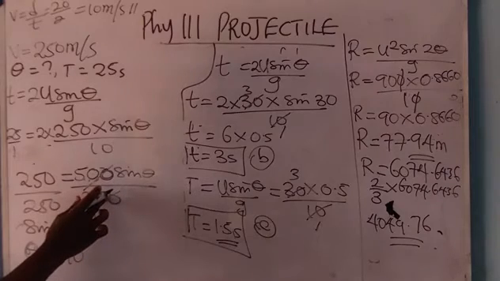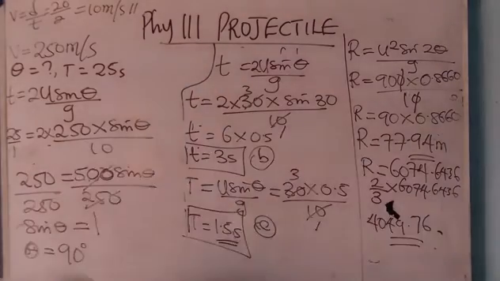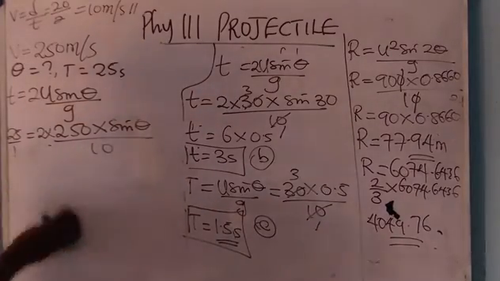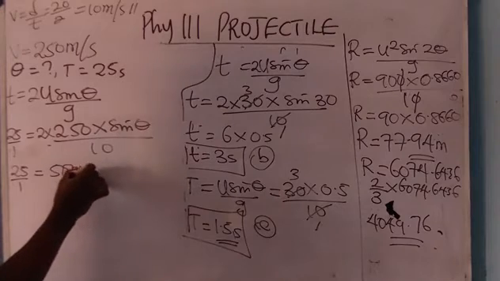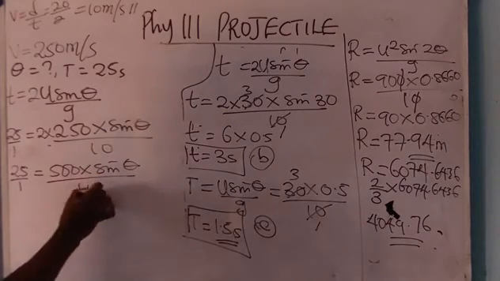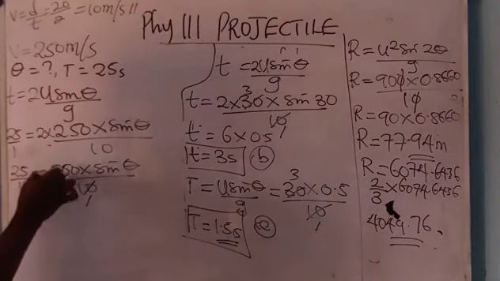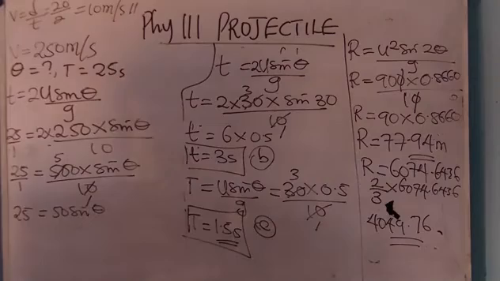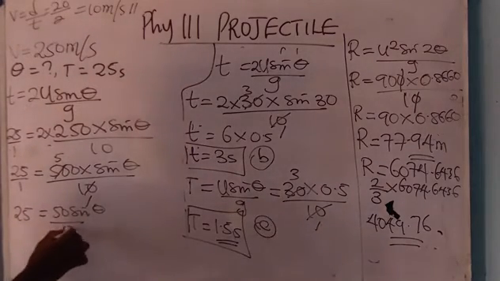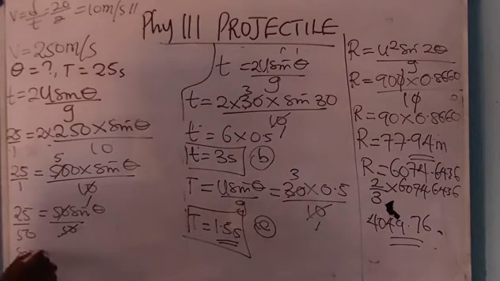I think it's better I redo it, because right now I'm confused. So this is 25 equals 500 times sine theta over 10. Alright? So 10 into 50 is 5. So I have 25 equals 50 sine theta. Divide both sides by 50. So sine theta is equal to 25 divided by 50, which equals 0.5. The sine inverse of 0.5 equals 30.